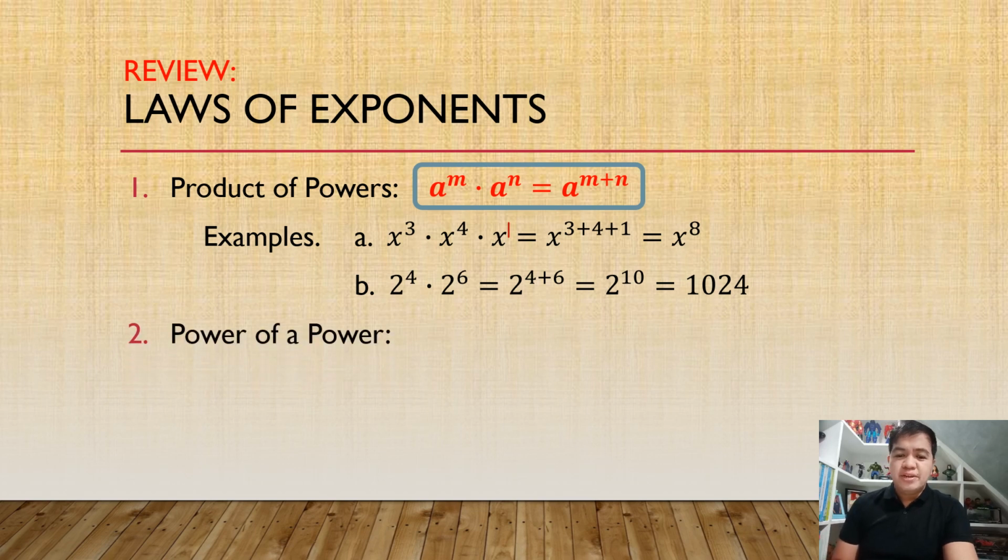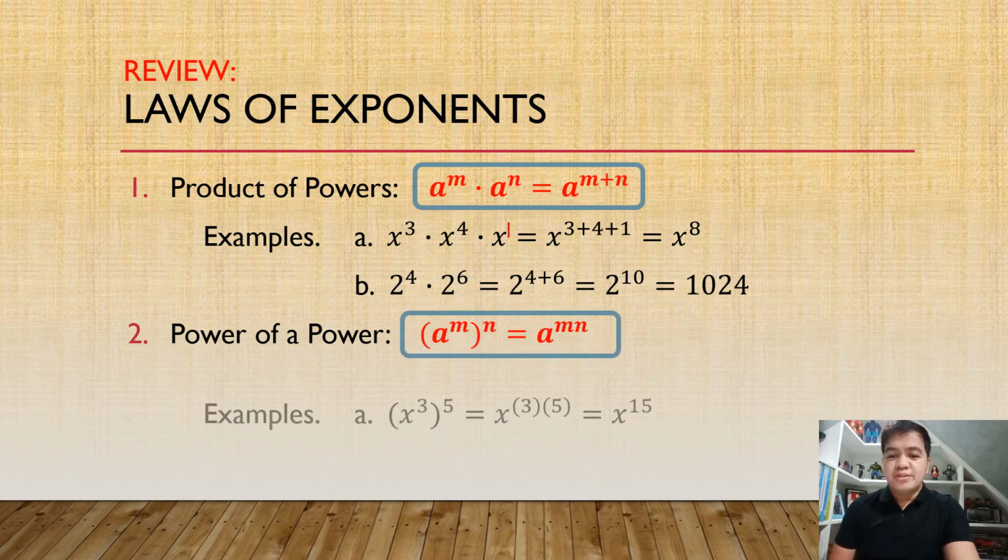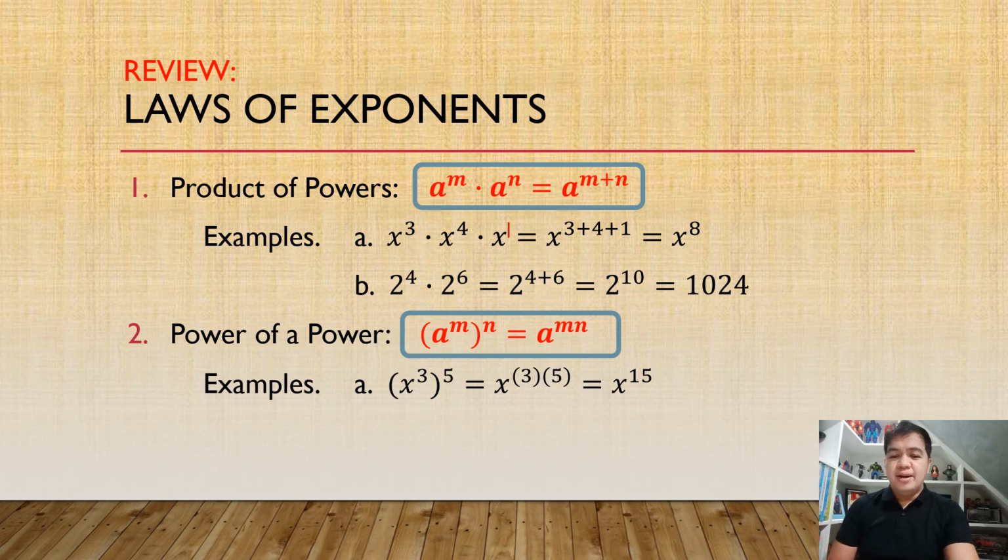Okay, another law of exponent is what we call the power of a power. So, paano naman yung power of a power? If we have a to the m raised to the n, so we have a to the mn. So, ang ginawa naman sa exponents nila, minultiply. Okay, so therefore, for example, if we have x to the third raised to the fifth, that will be x to the third times 5. No? 3 times 5 yung kanilang exponents, so we have x to the 15.